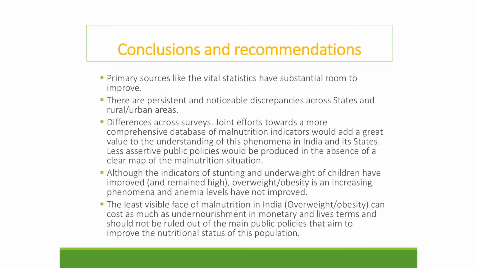My conclusions and recommendations based on this information are, first of all, that primary sources like vital statistics have substantial room to improve, which leaves us as researchers with a lot more limitations. There are persistent and noticeable discrepancies across states and urban-rural areas. What I would like to underscore here is that even though India is improving in terms of undernourishment, the gap between urban and rural areas is still the same. Differences across surveys are also another finding of mine.